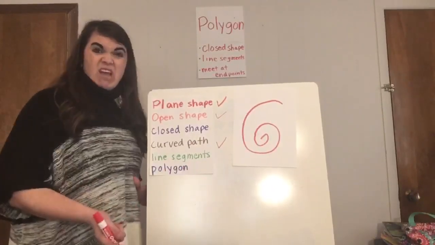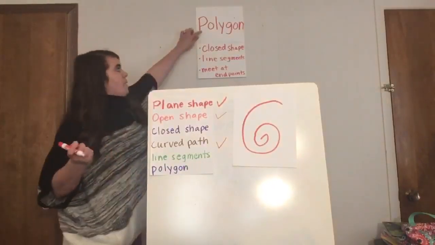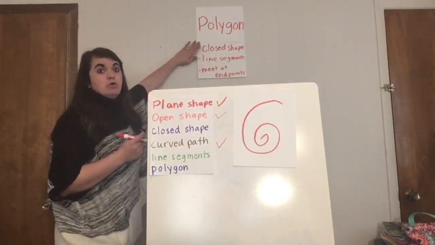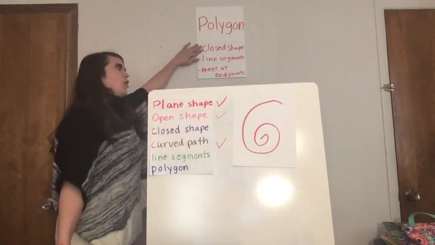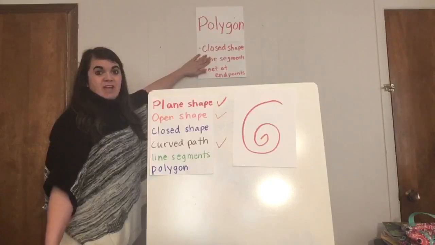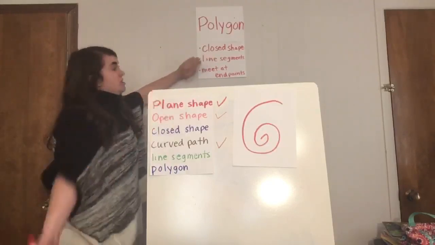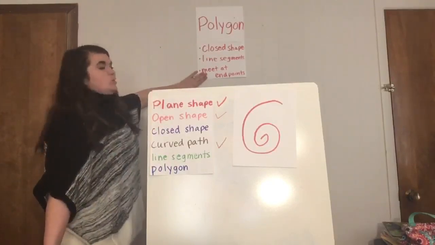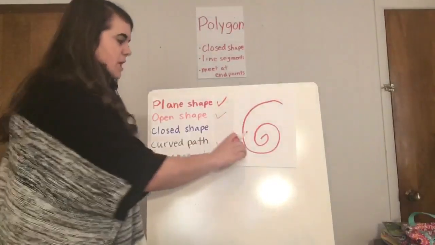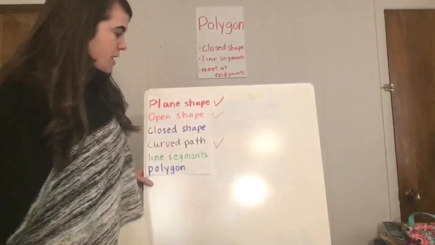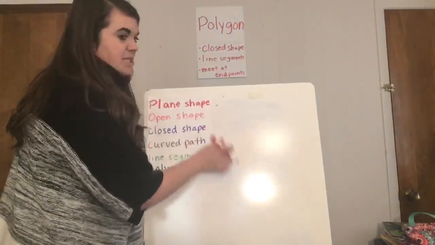So is it a polygon? Well, let's see here. To make it a polygon, it has to be a closed shape. Is it a closed shape? Nope. It has to have line segments. Does it have line segments? Nope. Do the ends meet at endpoints? Nope. Not a polygon. Man, we haven't gotten a polygon yet today. Okay, the next shape here.